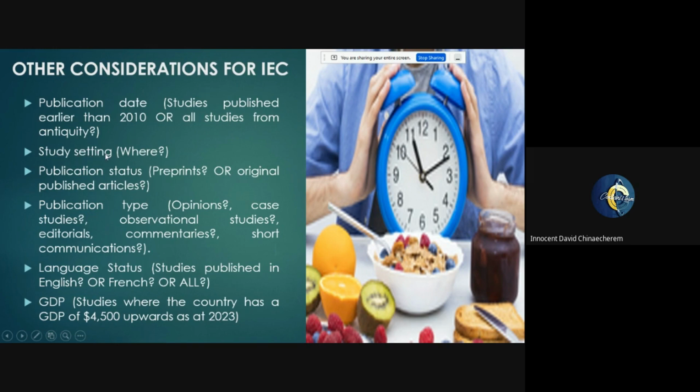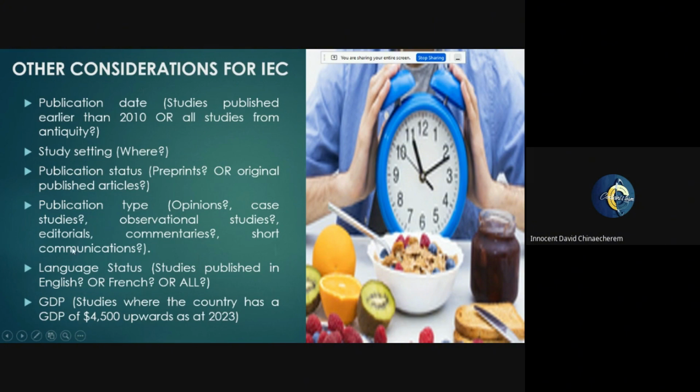And that could also be your study setting. It could be the publication status. Are you interested in preprints or original, published articles? It could be publication type. Are you interested in opinion articles, case studies, observational studies, editorials, commentaries, short communications? Also, language status is another thing we consider in our inclusion and exclusion criteria, where maybe we're interested in all types of studies, where we use a translator to translate these studies, or maybe we're only interested in studies that are published in English or maybe French, right?